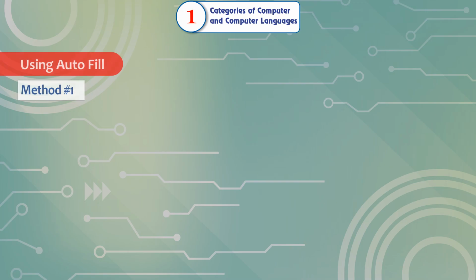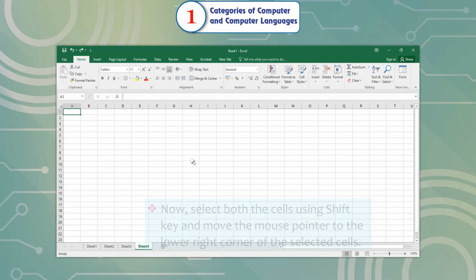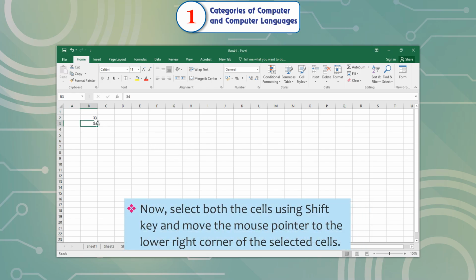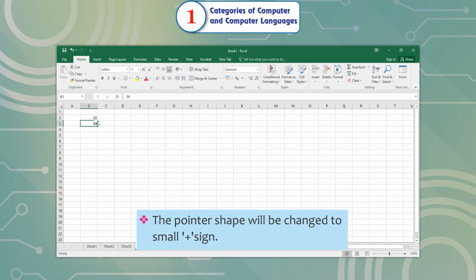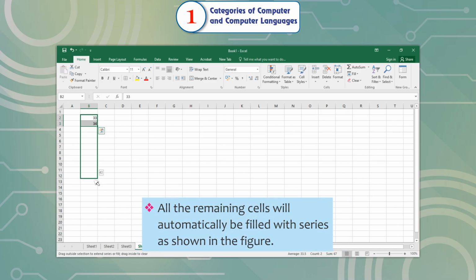Method #1. Type 33 and 34 in cell B2 and B3 respectively. Now select both the cells using Shift key and move the mouse pointer to the lower right corner of the selected cells. The pointer shape will be changed to small plus sign. Click the left mouse button, hold it, and drag the mouse up to B10. All the remaining cells will automatically be filled with series as shown in the figure.